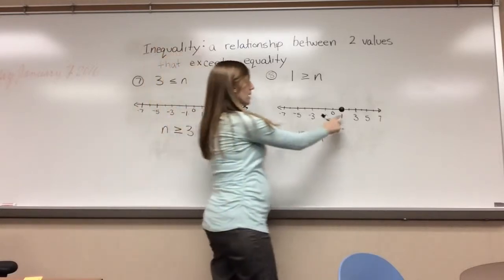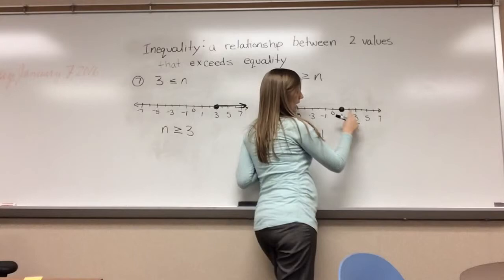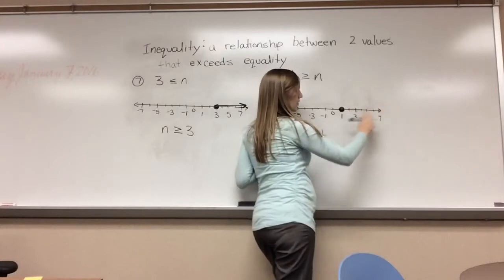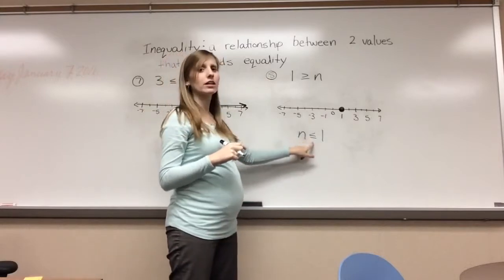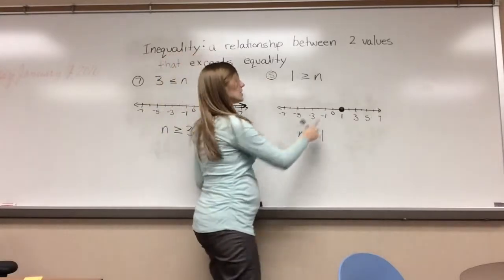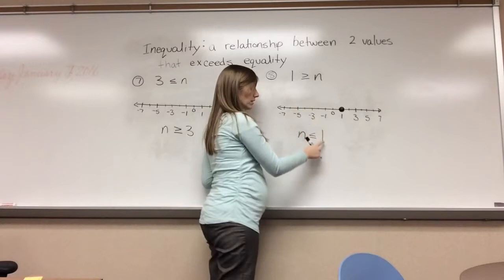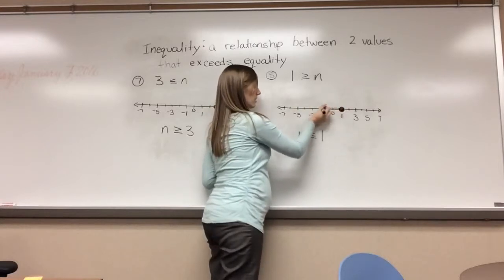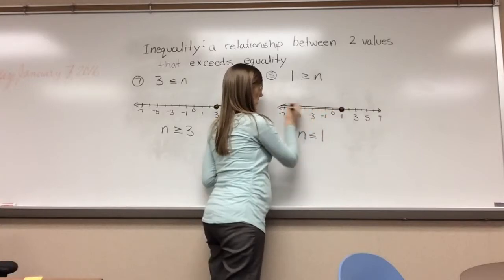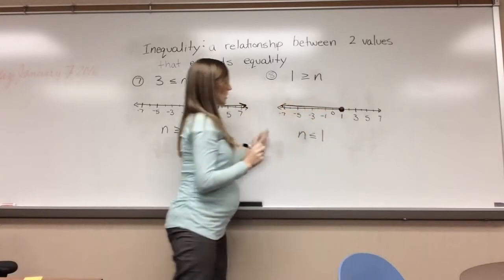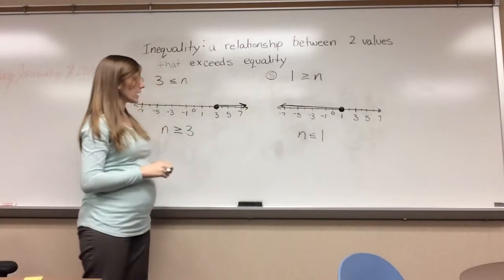Okay, well, here's my 1. If I move off to the right, I have 2, 3, 4, 5, 6, 7. Those numbers are all bigger than 1. I don't want bigger, I want smaller. So I must be going off to the left. Negative numbers are smaller than positive numbers, so I want to move off to the left with my arrow. So it looks something like this. And that would be our graph for problem number 8.